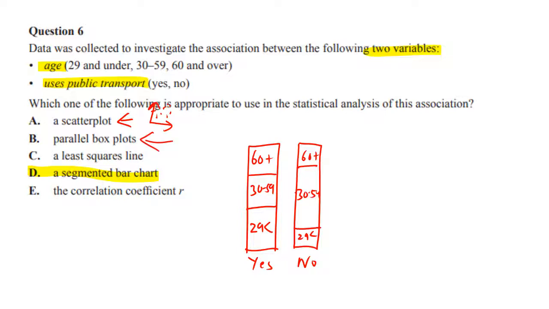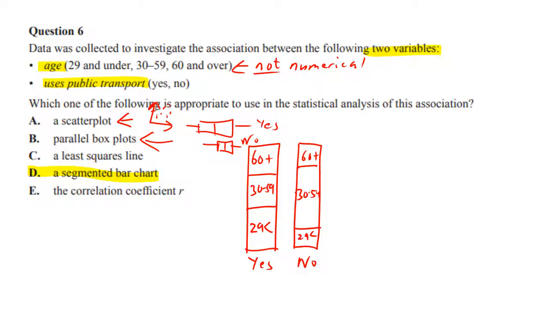Parallel box plots, you might have been tempted to do that one. And if I look at the answers, quite a lot of people got this wrong, 16% chose this one. Why not box plots? Well, box plots, this is not numerical. So if you had yes and no, you could have had one box plot for yes, and then another one for no. You could have had yes and no, but we needed one of them to be numerical.